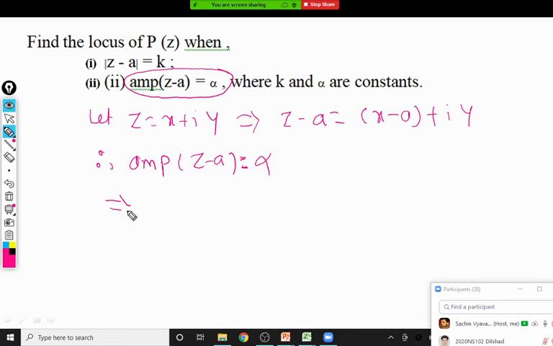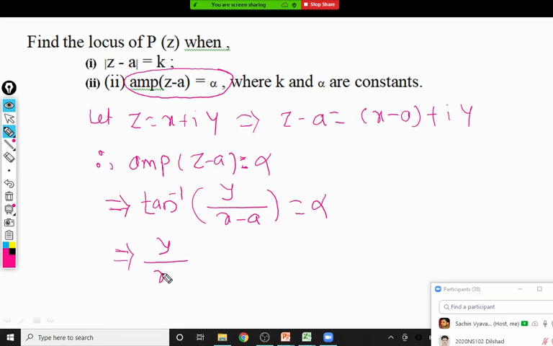What is the formula for amplitude now? Tan inverse of imaginary part divided by real part. So the imaginary part for z minus a is y, and the real part is x minus a. So you will observe imaginary upon real, so tan inverse of y by x minus a. That is amplitude or argument. Both are the same. Amplitude and argument are parallel words for the theta. So let me simplify this equation and we'll tell what that equation is.